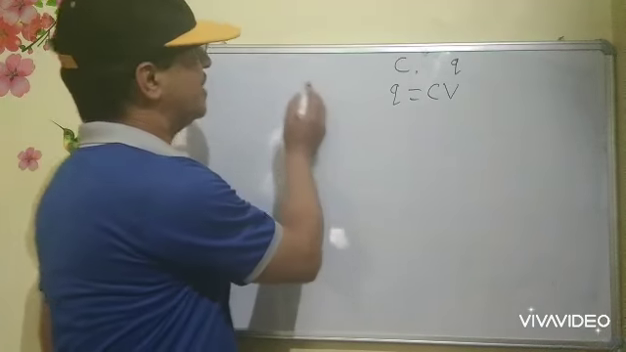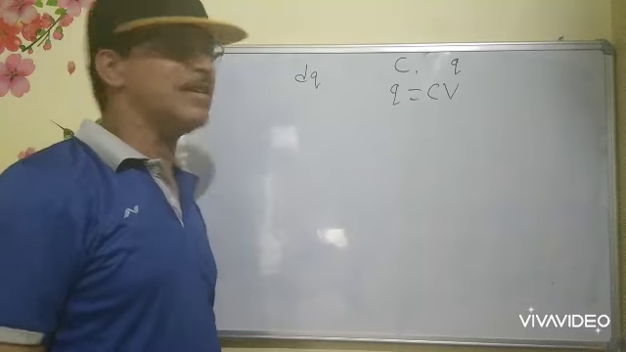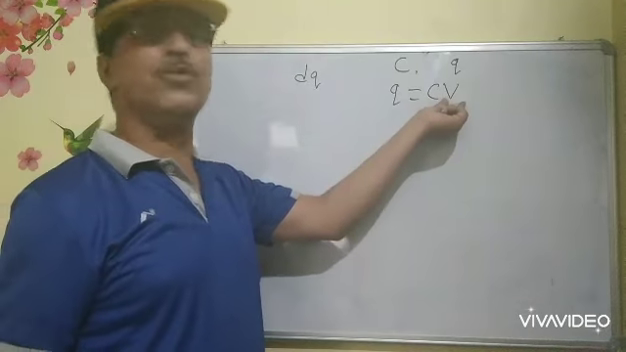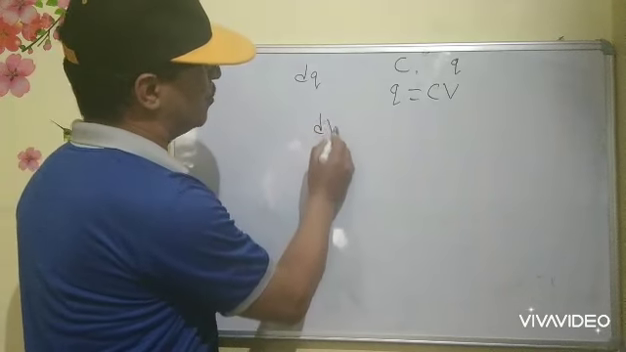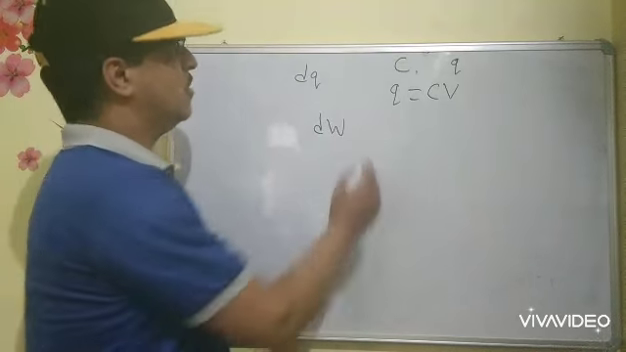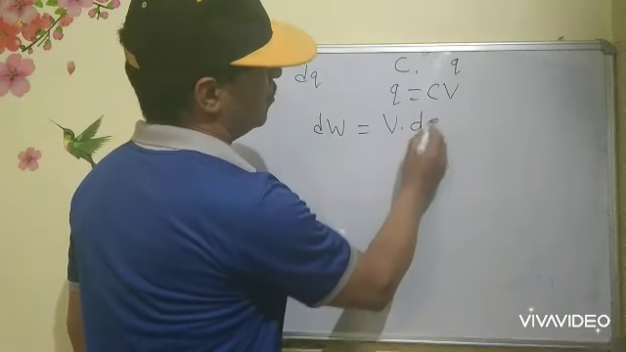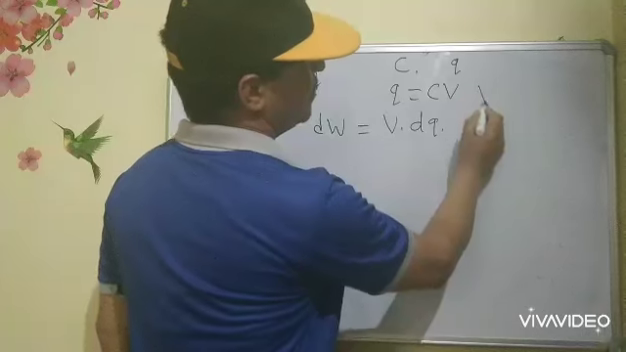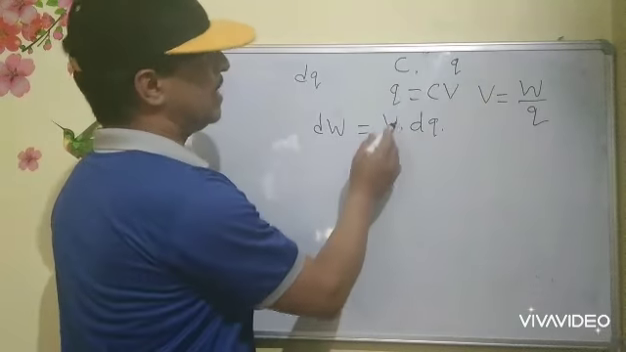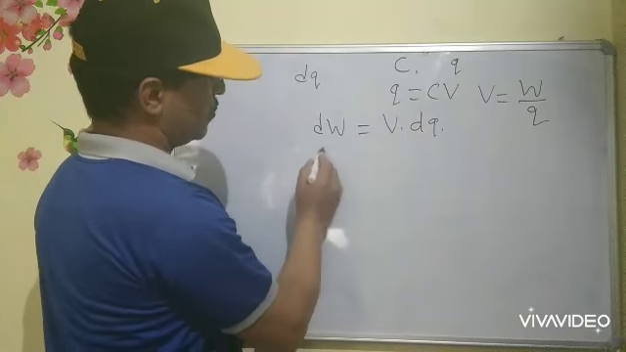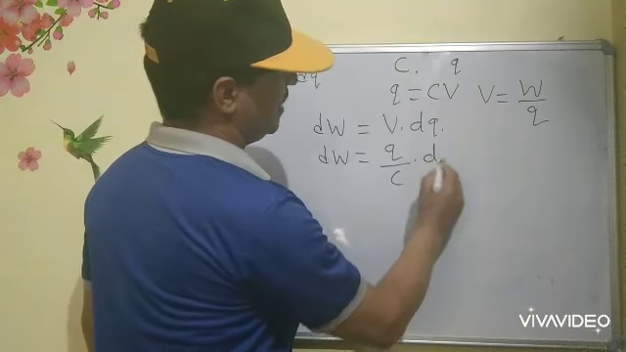Suppose I supply a very small amount of charge dq to this capacitor when it is having the potential V. Then the small amount of work that I will have to do in doing so will be dW equal to V into dq by the relation V equal to W upon Q. But V is Q upon C. So dW is Q upon C into dQ.